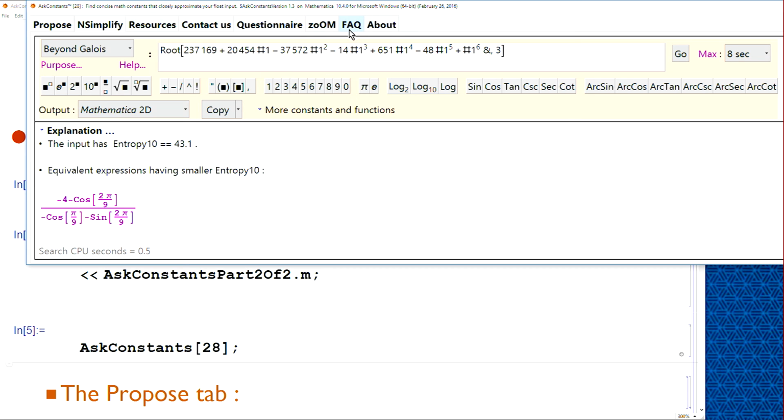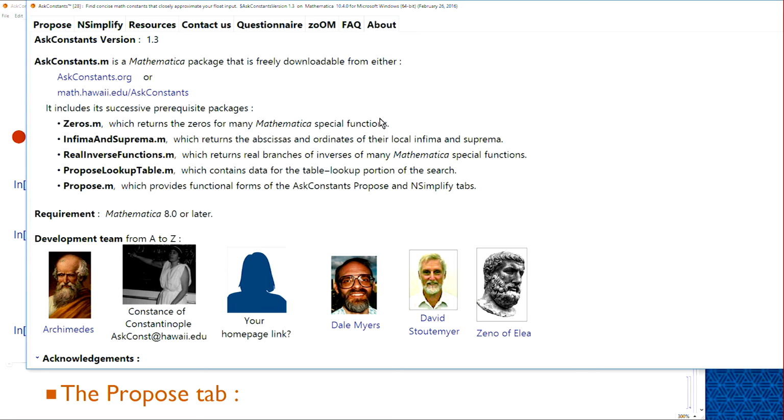Let me just tell you a little bit about this thing. It's freely downloadable from askconstants.org, okay? And it actually includes some packages which many people might find more valuable than this. It includes a zeros package, which is like the Bessel J0 and Bessel Y0, Airy Ai zeros. Those are four. There are four of them in Mathematica 10. I haven't looked in 11. This has about 20 more that I wrote up.